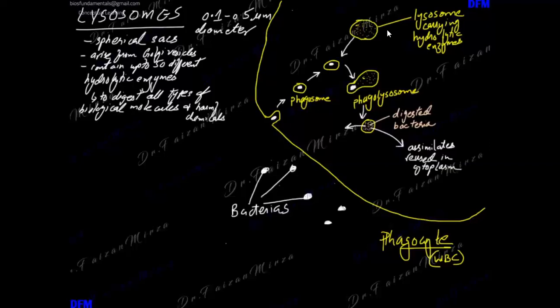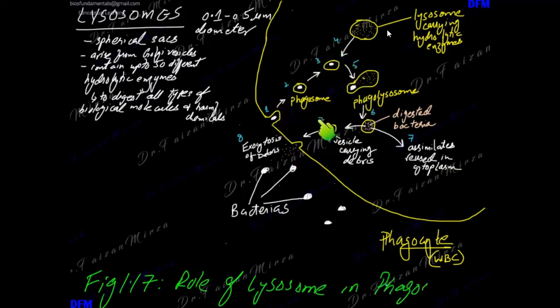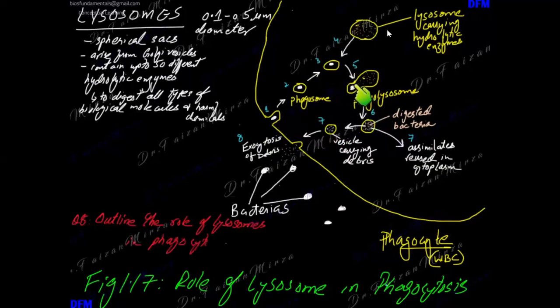The debris which the cell cannot use will start to move towards the cell surface membrane again, and the vesicle will go and fuse with the cell surface membrane, and exocytosis of the debris occurs. When exocytosis occurs, this debris is released out. These are some 7 or 8 stages of how the engulfing occurs, how it moved into the cytoplasm, how it fused, how the lysosomal enzyme started to act, how this bacteria got digested and the product got assimilated, and then the vesicles carry the debris towards the cell surface membrane and fuse with it again, and exocytosis occurs.